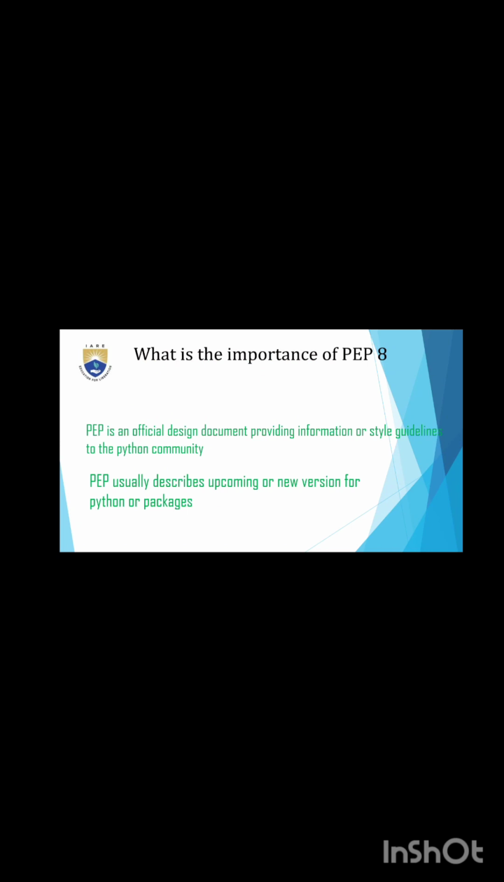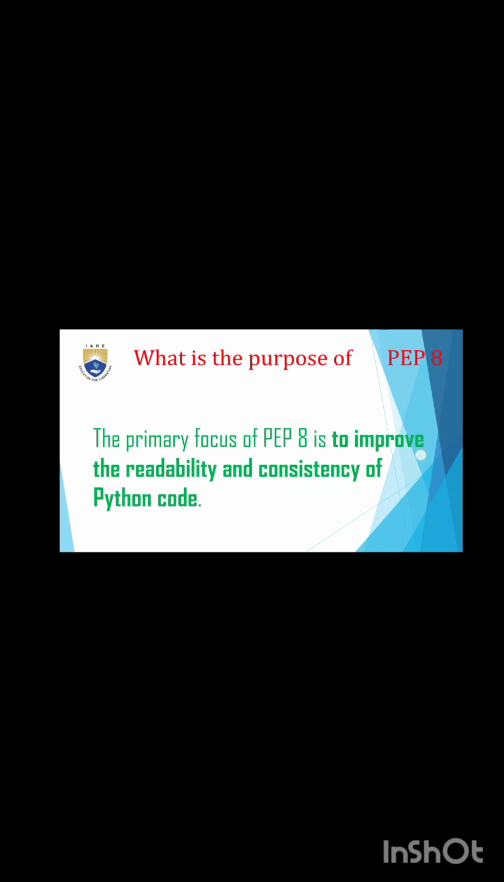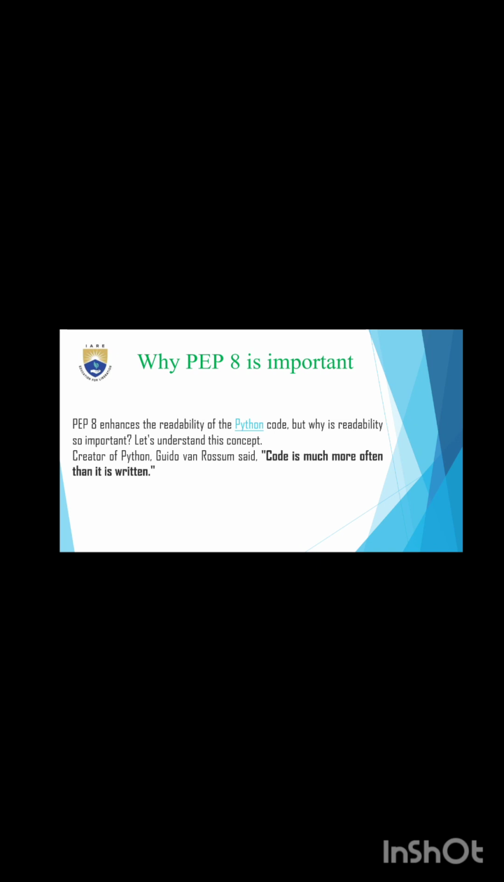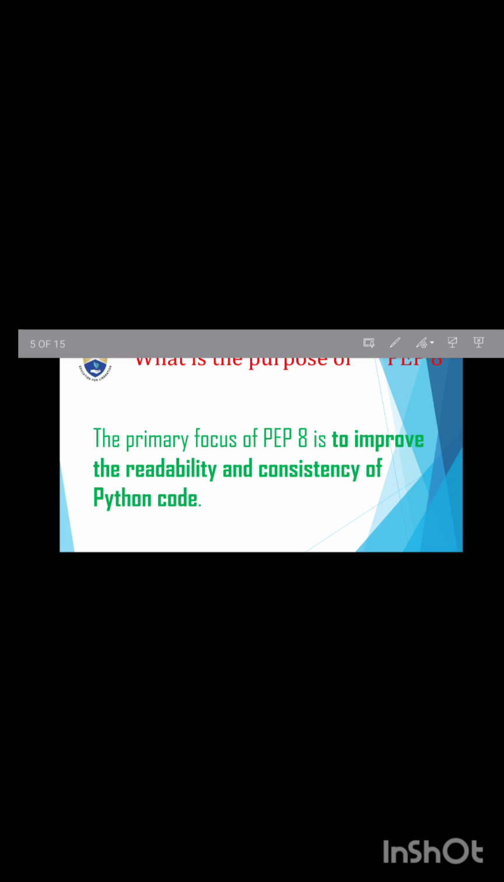What is the importance of PEP8? PEP is an official design document providing information or style guidelines to the Python community. PEP usually describes upcoming or new versions for Python or packages. What is the purpose of PEP8? The primary focus of PEP8 is to improve the readability and consistency of Python code.